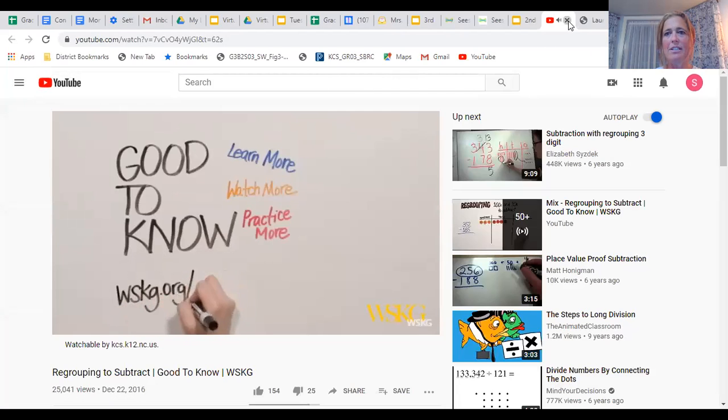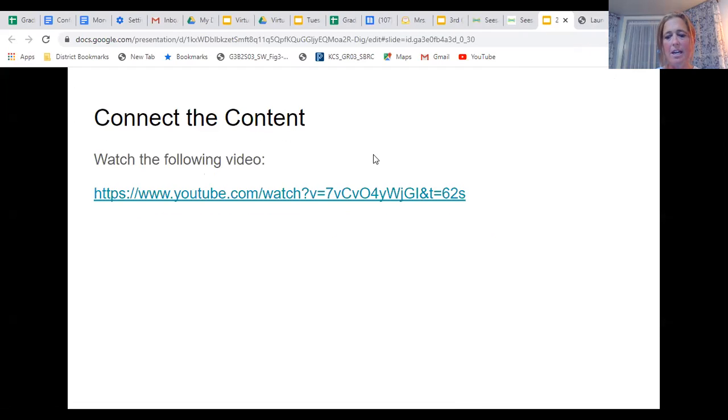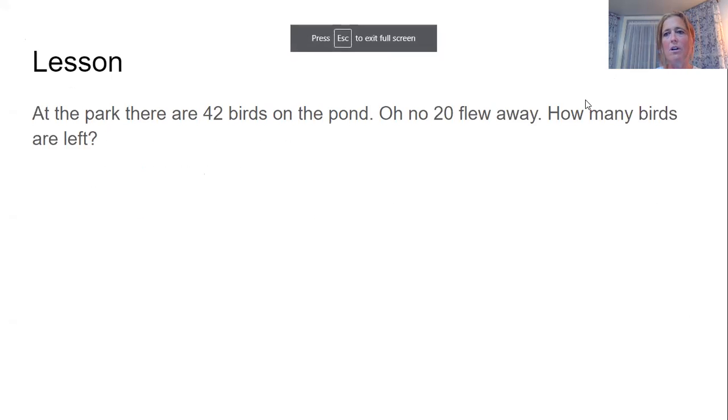Okay, so just a little bit of a starter for us as we are beginning our work on subtraction using the place value chart. So I do want to stop sharing long enough to grab my pen.